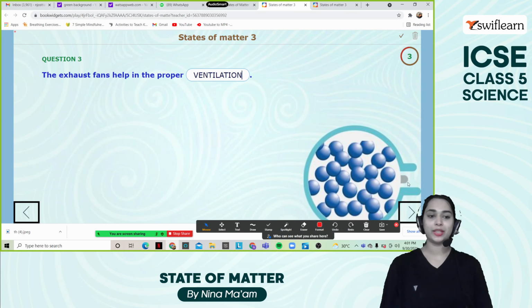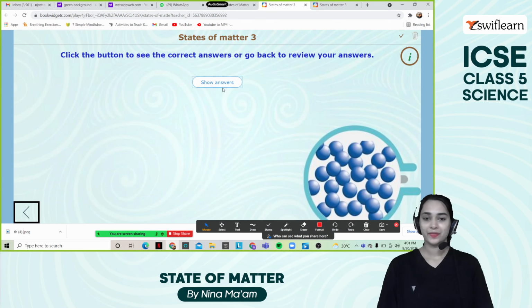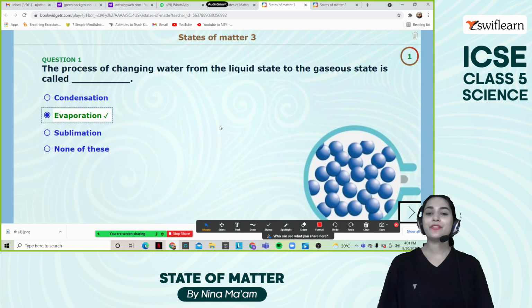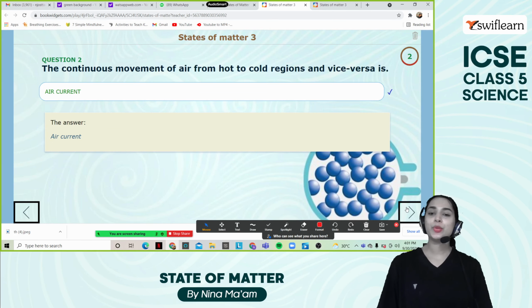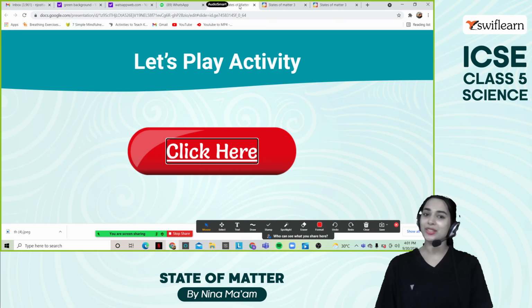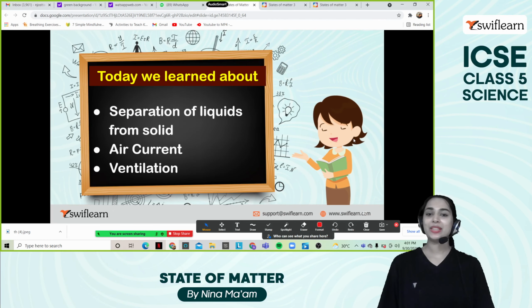Very good job. Let's check the answers. Yes, very good. So the process of changing water from the liquid state to the gaseous state is called evaporation. And the continuous movement of air from hot to cold region and vice versa is known as air current. And the exhaust fan helps in the proper ventilation. So very good job for getting all the answers, everyone. And today we learned about separation of liquids from the solid, air current and ventilation.